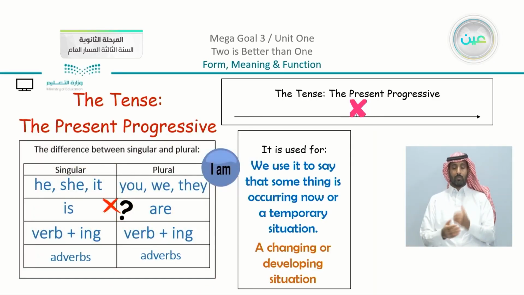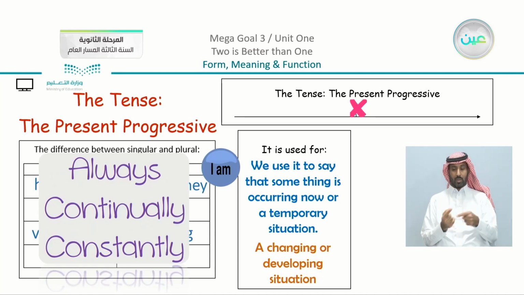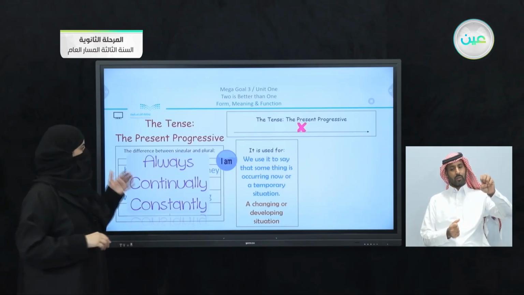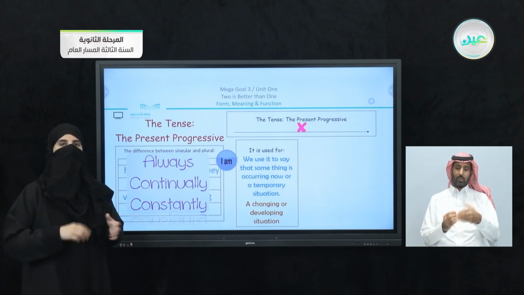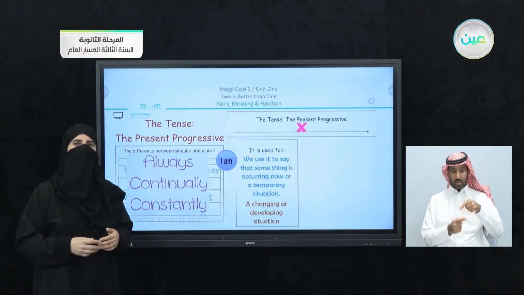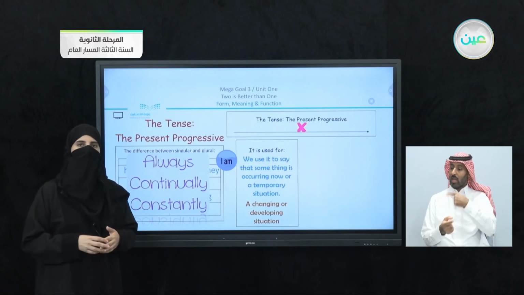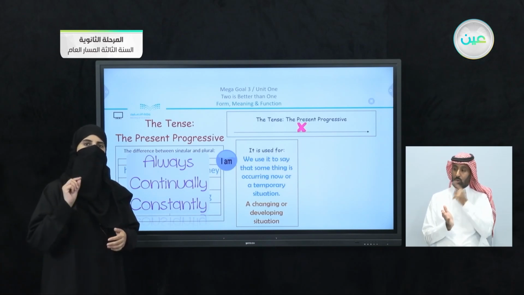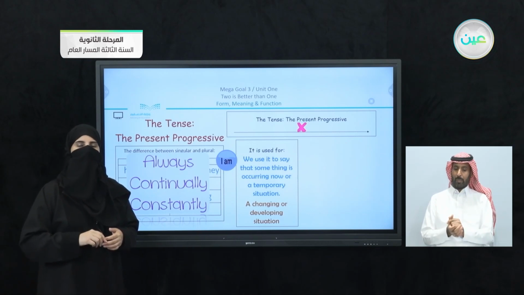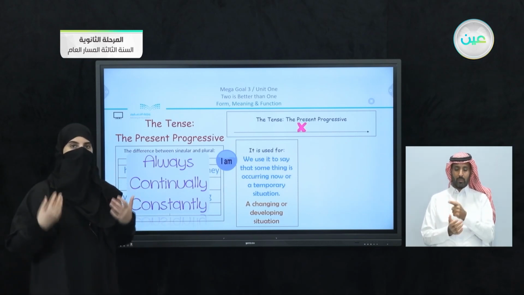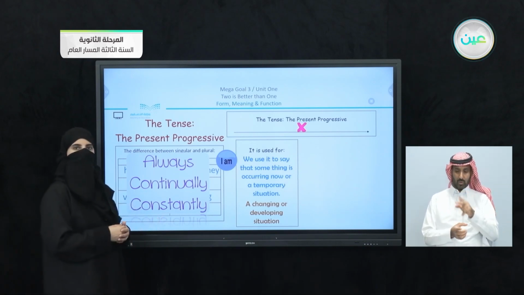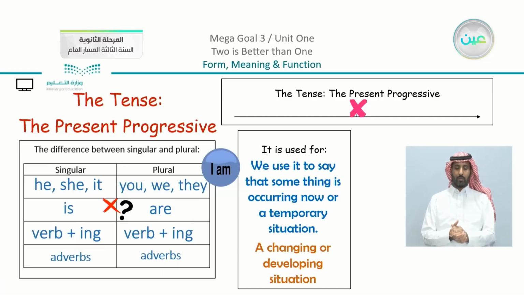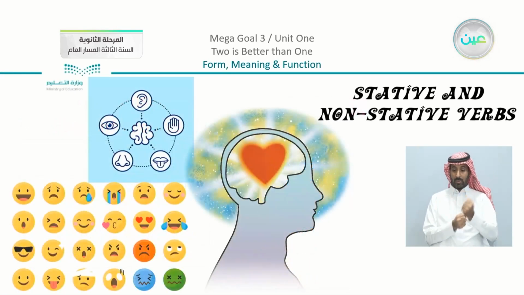To note something as well, we can use the adverbs. Now, the adverbs that we have here, like for example always, continually, and constantly, can be used with the present progressive. I can say, for example, she is always talking in class. Or you are continually using your phone. So we use the adverbs with the present progressive just to show some kind of emphasis. So we have the two structures, the present simple and the present progressive.